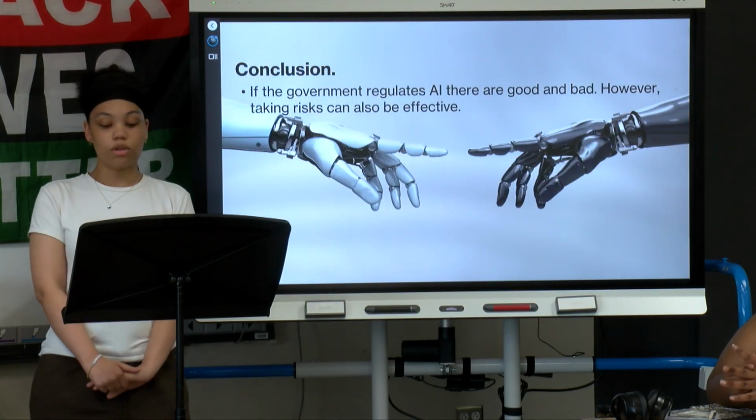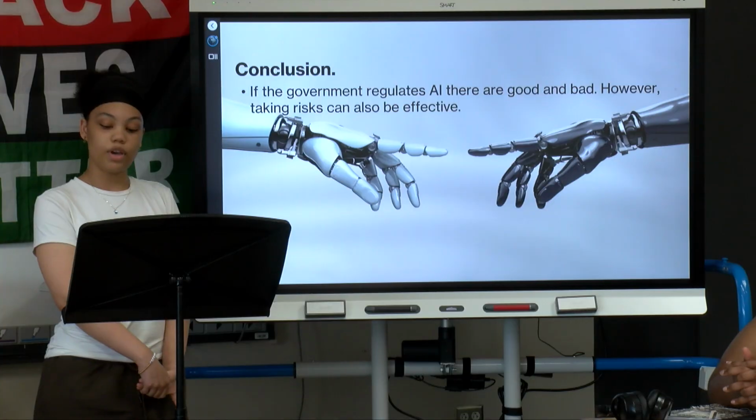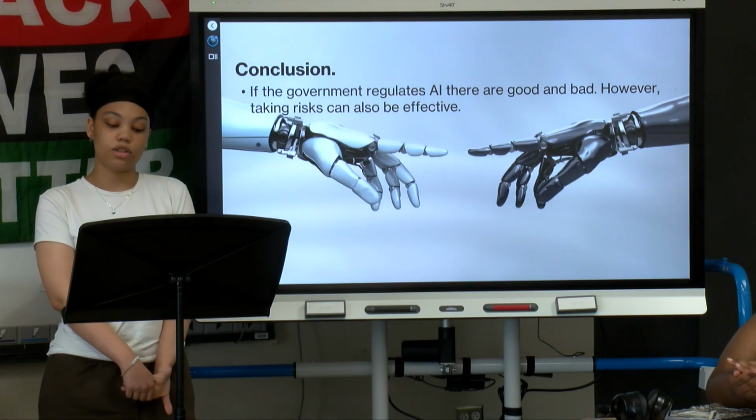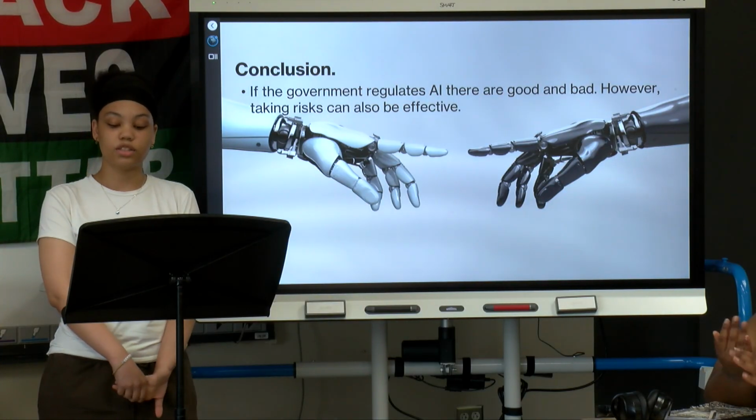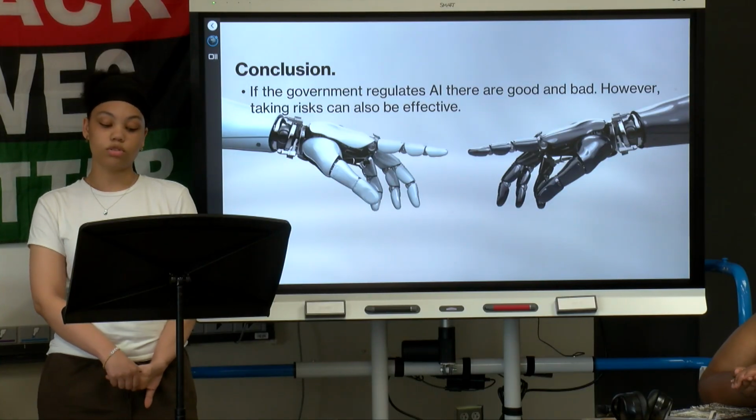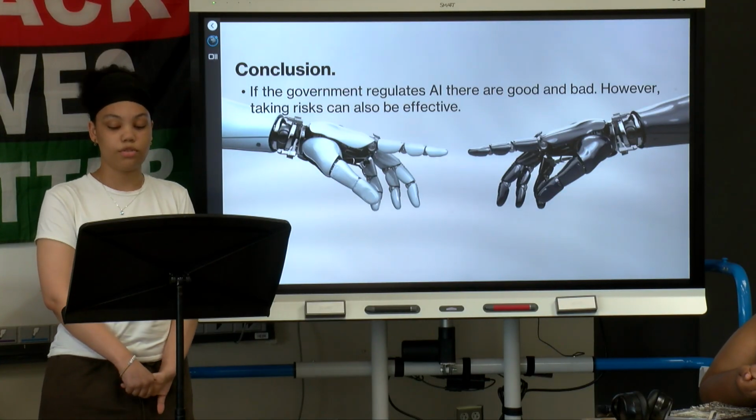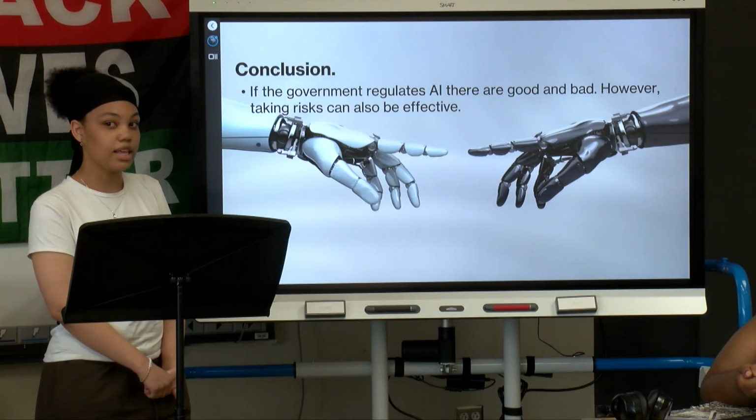To sum it all up, there are pros and cons of regulating the use of AI. AI has people thinking their jobs will be taken and scared of the future. At high school, students are using ChatGPT more than ever to get through school. Thank you.